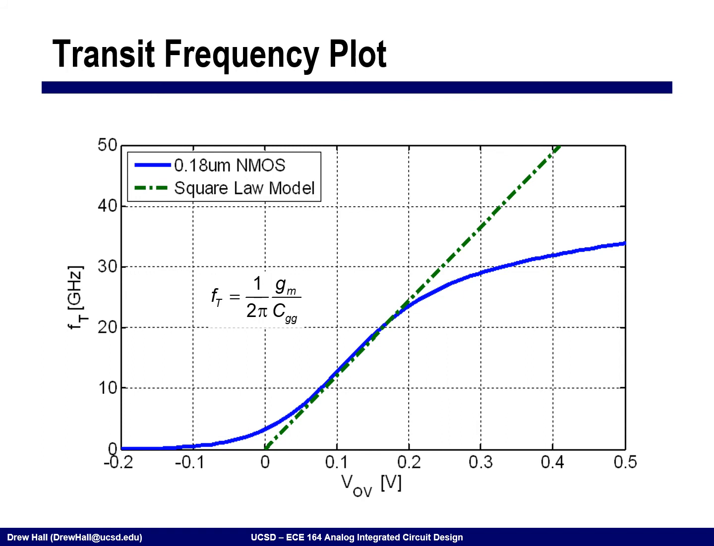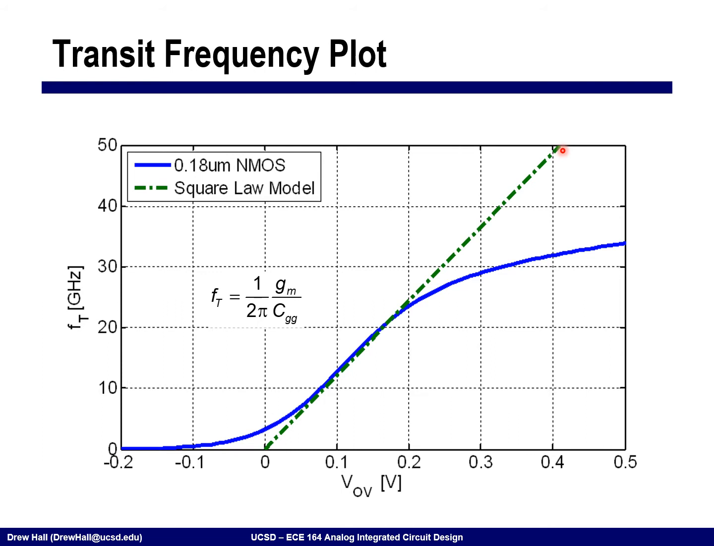Okay, so now moving on to look at the transit frequency. Again, this is all from that same simulation that I showed you back on like slide 5. Here we're looking at the transit frequency ft on the y-axis in gigahertz as a function of the overdrive voltage. Okay, and so what you see is that for this particular technology, the square law model would predict that we just keep going up and up and up and up as we increase the overdrive voltage.